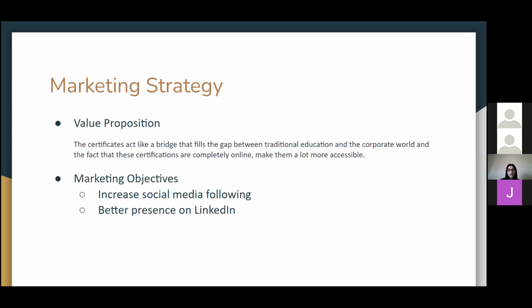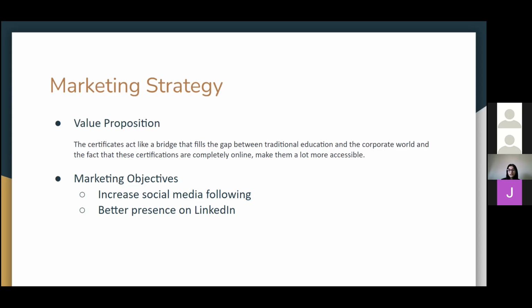Next, our marketing objectives. Throughout our research, we've seen that NISM does not have a very high social media following, and one of our main objectives is to increase social media following. We think this is very important, especially for this coming generation, because social media is where they get most of their information from and where they get the most influence from.